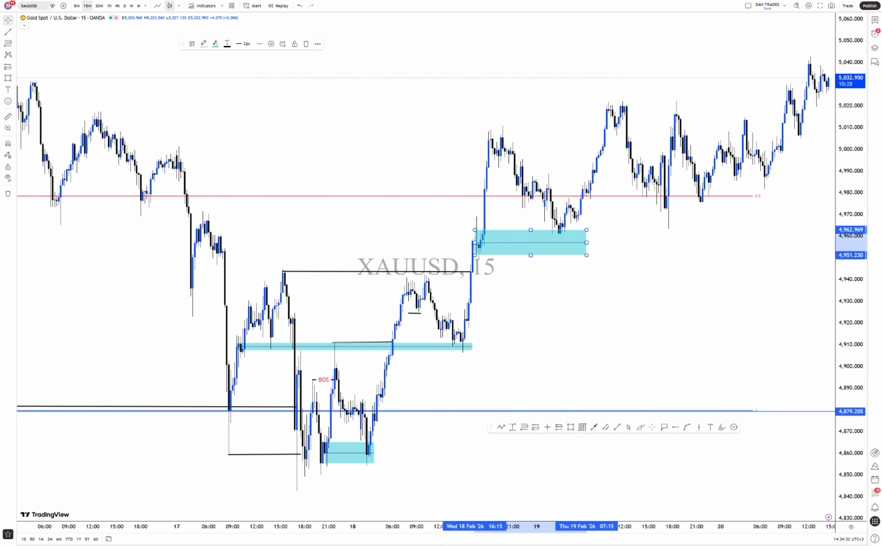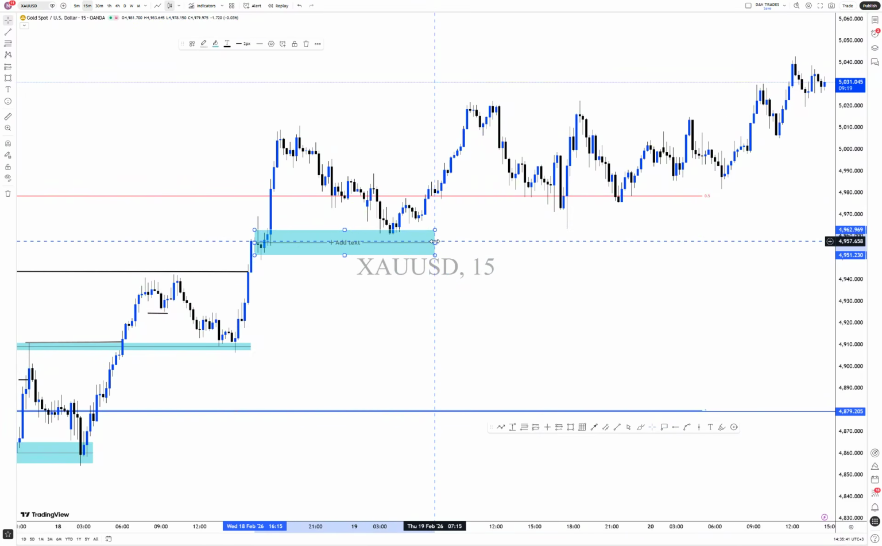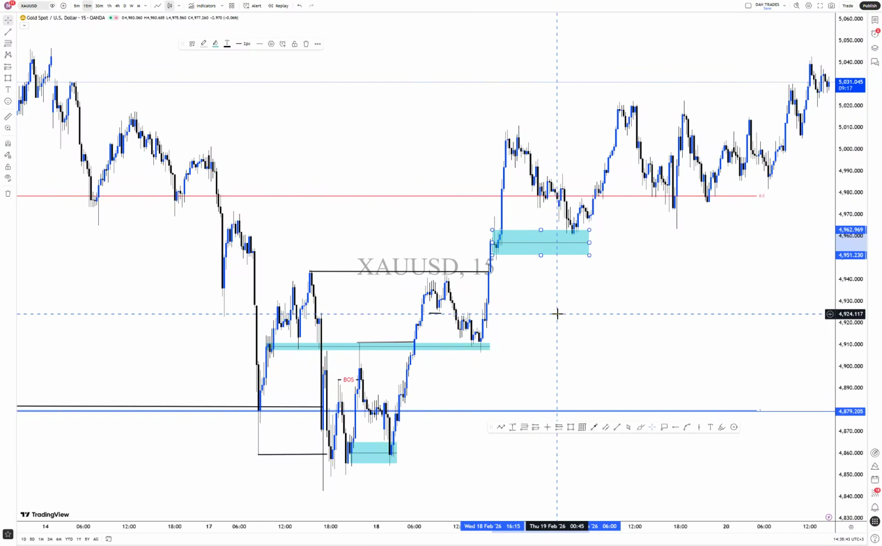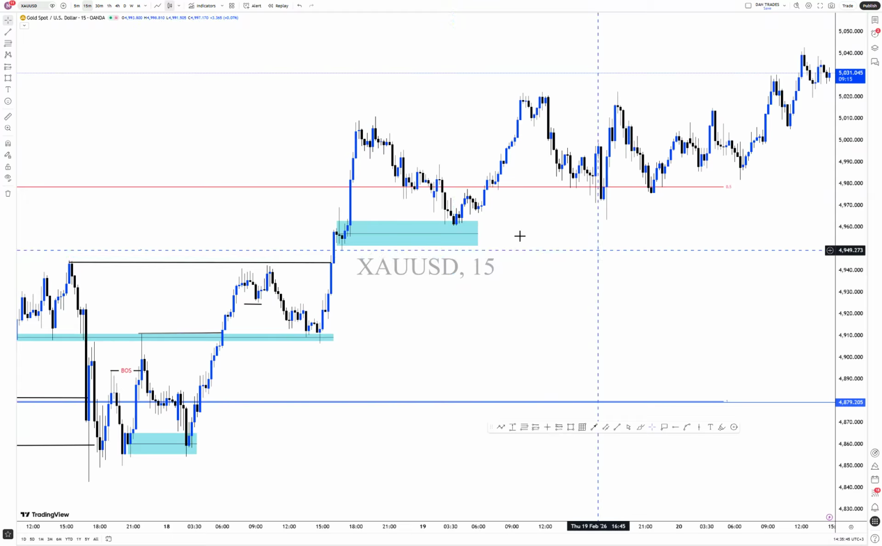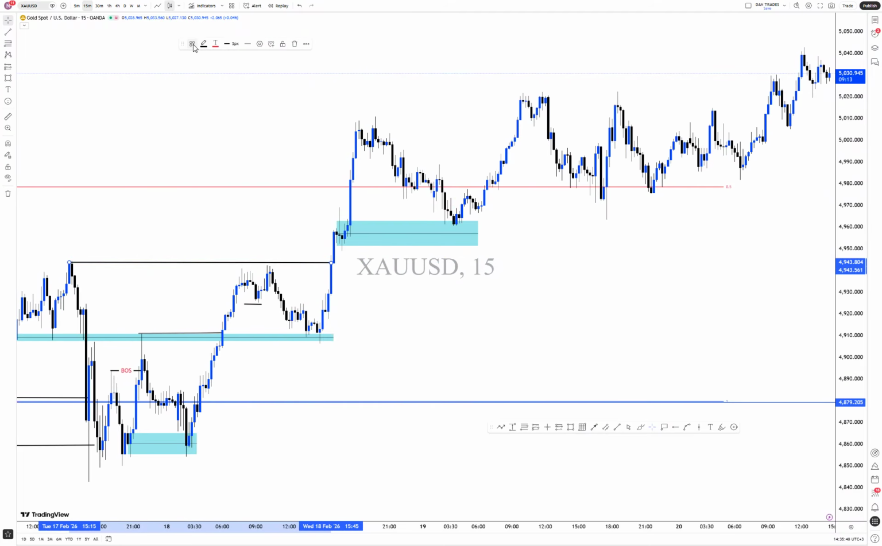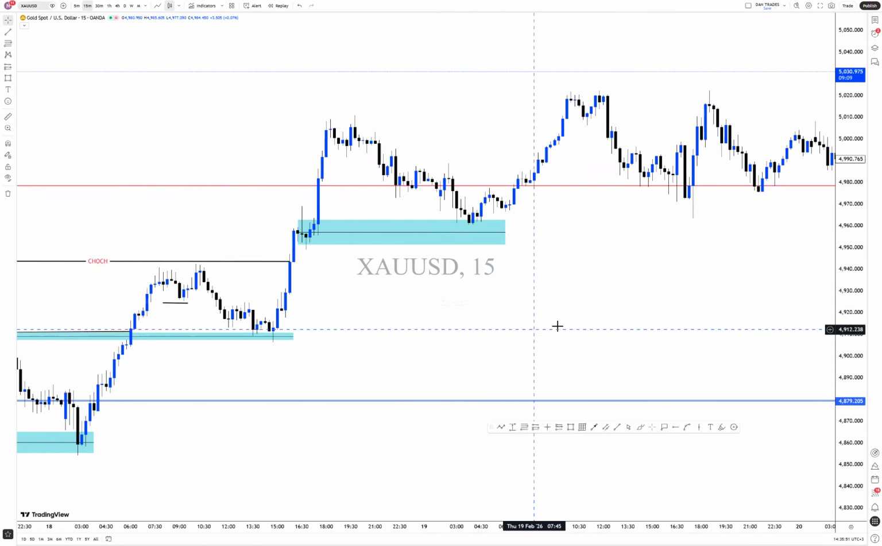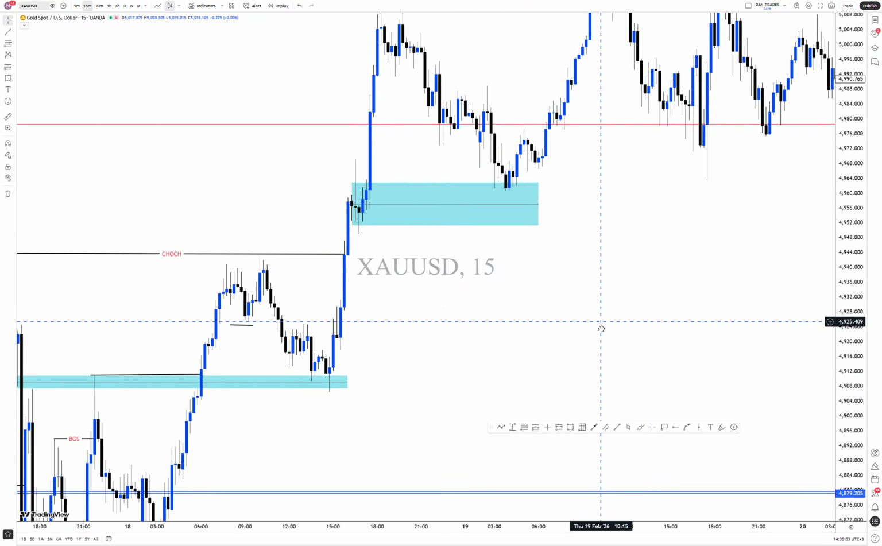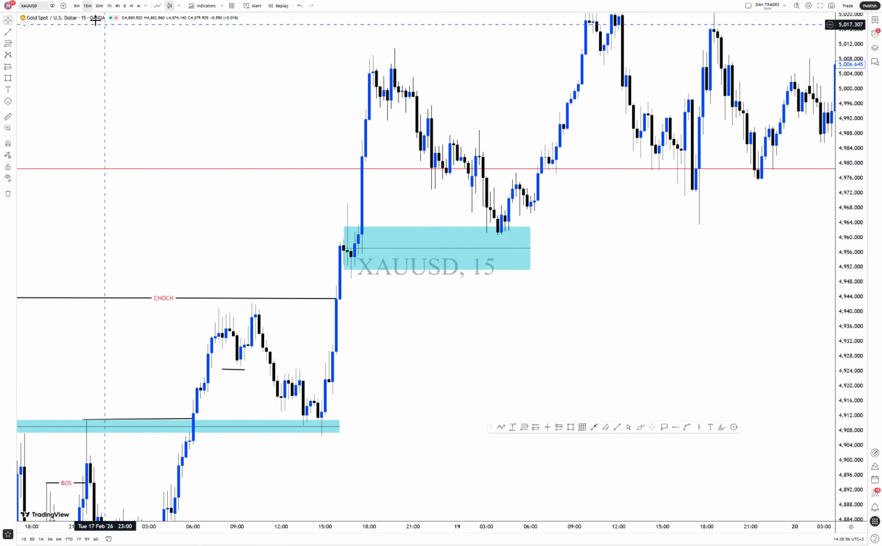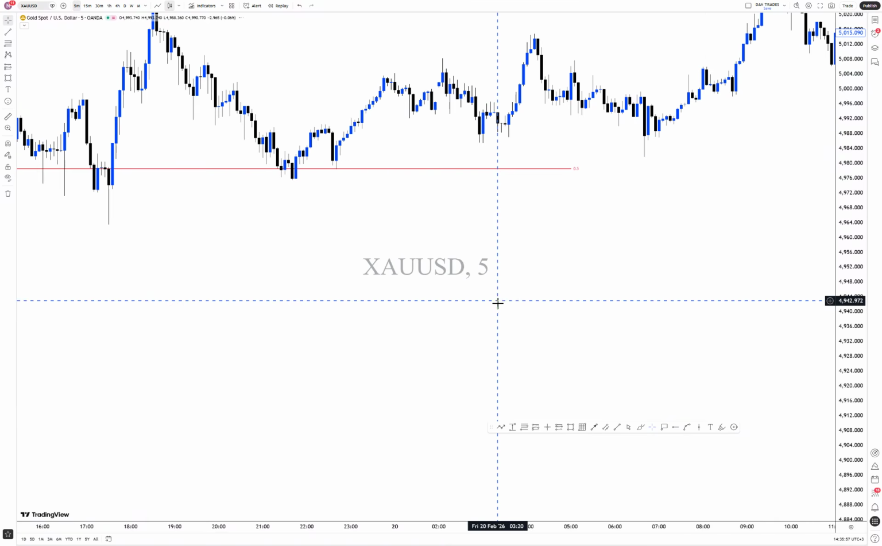and then you need at least to look for the change of character, the last break of structure, and the lower time frame order block, so that you can take a buy opportunity from that zone. So let's go to a lower time frame to see if we can spot some entries. I mean some confirmation entries, so that you can take that buy. Right now, let's go to 5 minutes. Let's use the 5 minutes.